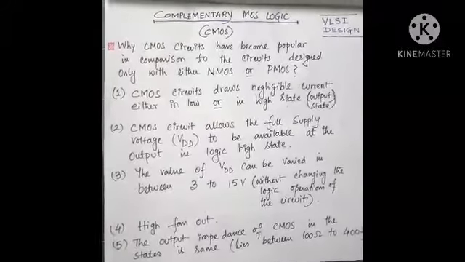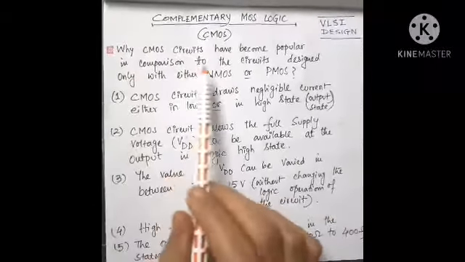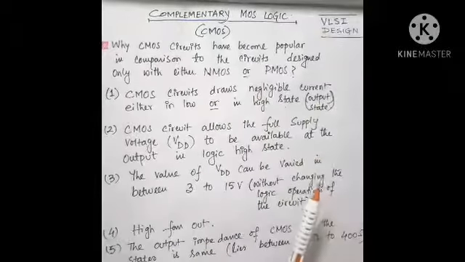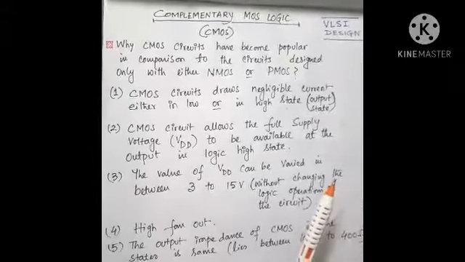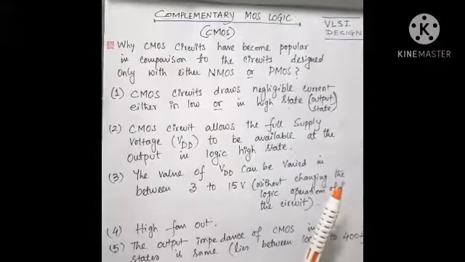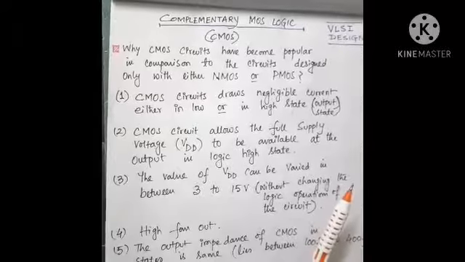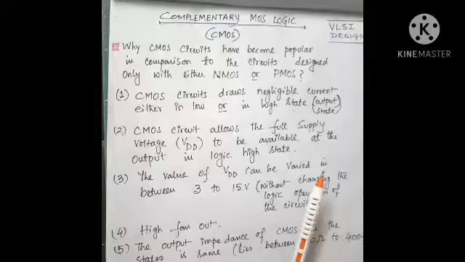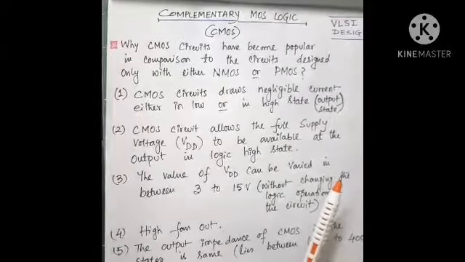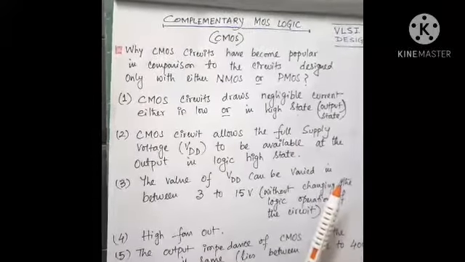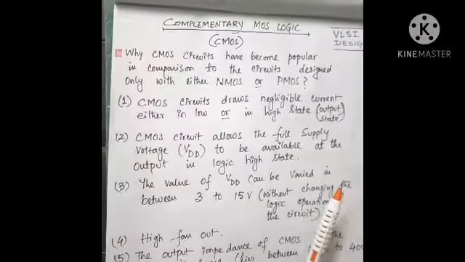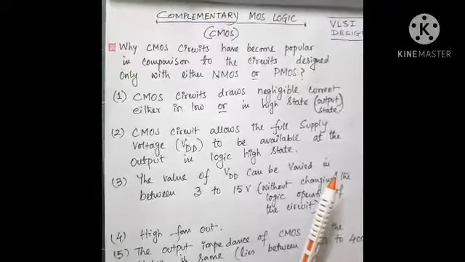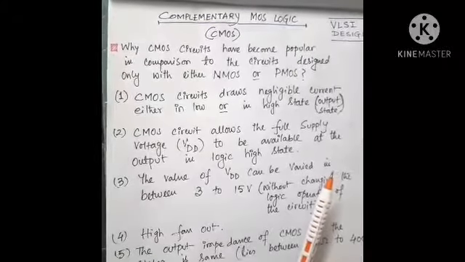First, try to understand why CMOS circuits have become so popular in comparison to the circuits designed only with either NMOS or PMOS. It is a very common question, because when you are designing a circuit by using only NMOS or only PMOS, those circuits were also very good. Then why are we switching, or why have CMOS circuits become so popular?